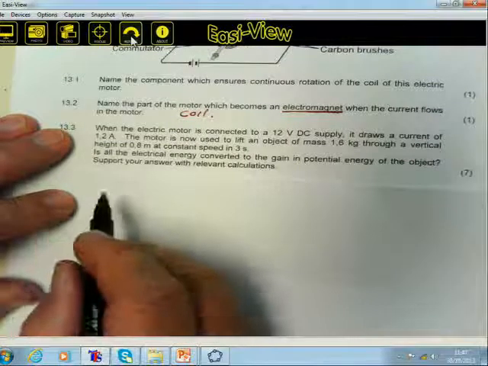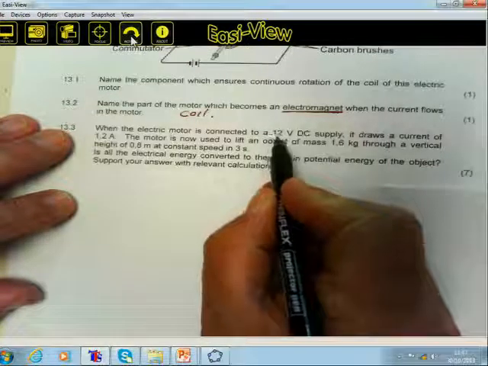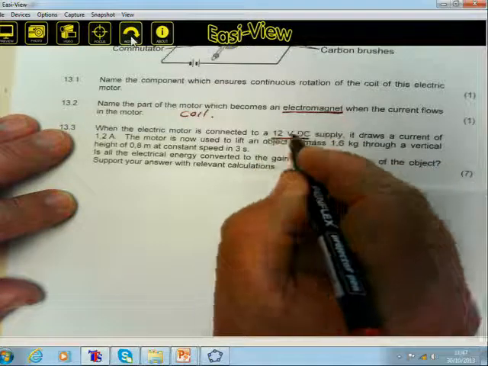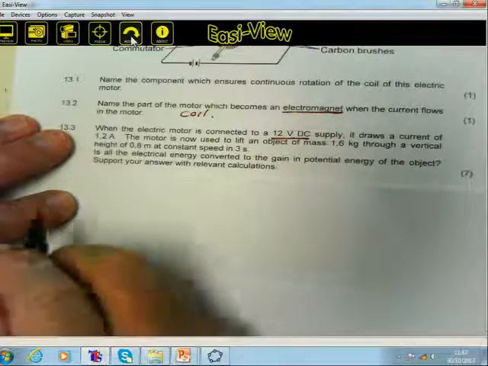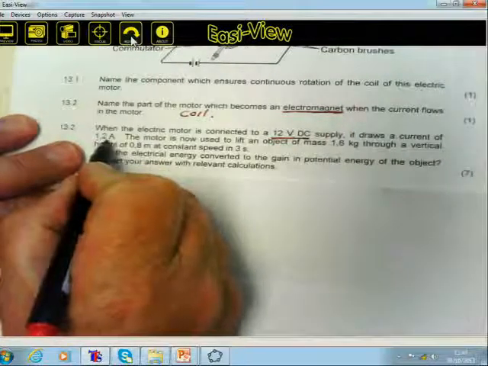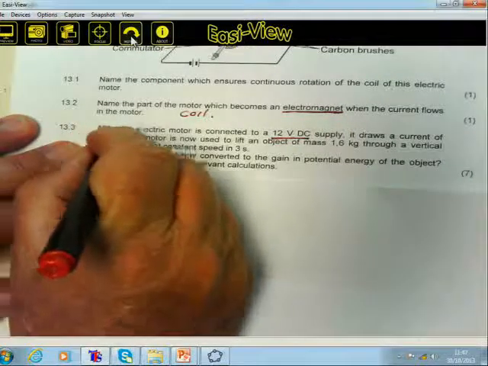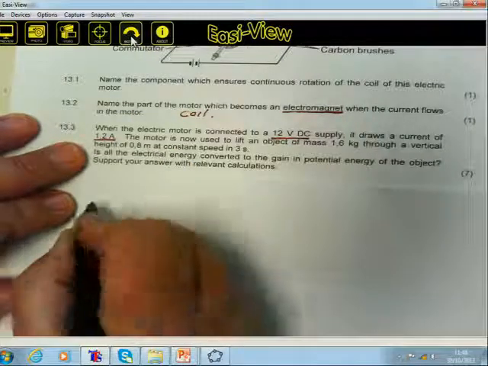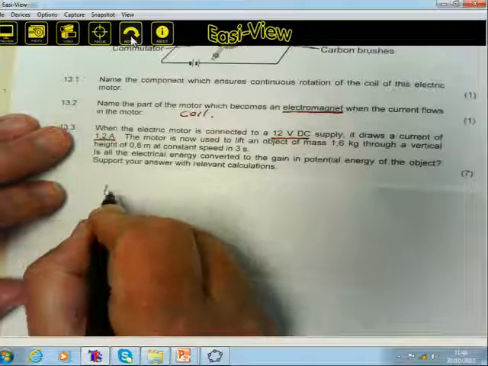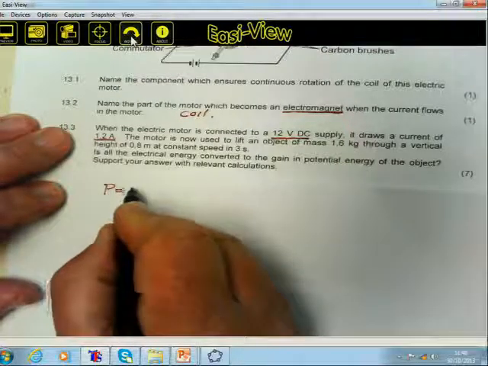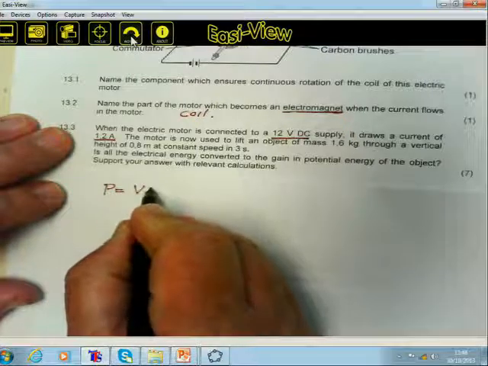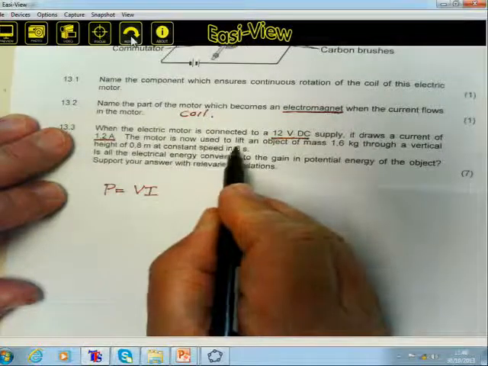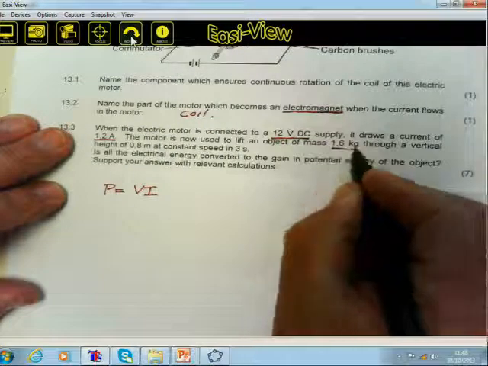data given to us. Right. You have the potential difference of an electric motor is direct current, and very important, a direct current. It draws a current of 1,2 amperes, right? So immediately you will see that you are able to calculate the power used by the electric motor by means of VI. But let's go on. The motor is now used to lift an object of the mass 1,6 kilogram.